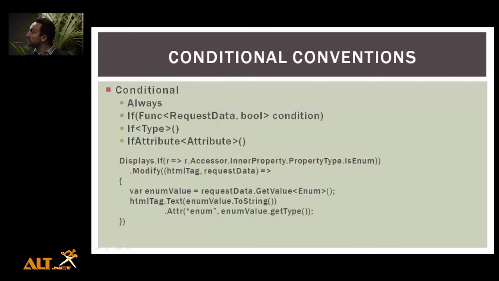You can also set up conditional conventions. These conditional conventions are always and if. Our example here is for our display: if it's an enum type, we want to modify it so that we're putting the text in for the enum value, as well as setting up the attribute for enum with the type.